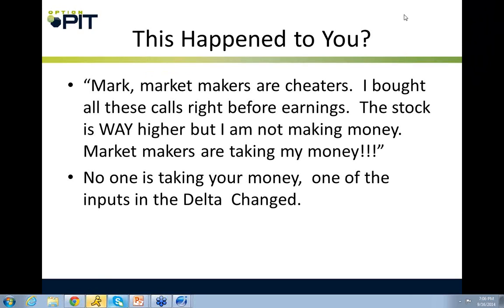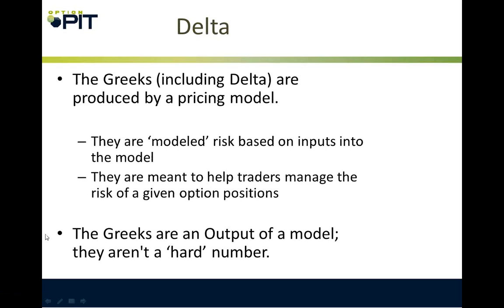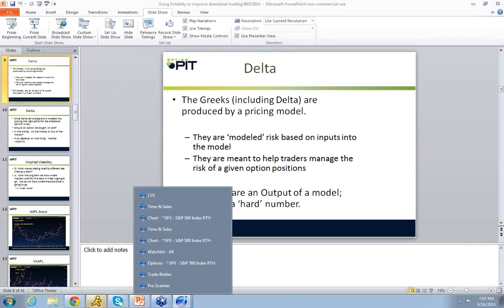Market makers are cheaters. I bought all these calls right before earnings. The stock is way higher, but I'm not making any money. Market makers are taking my money. And the fact of the matter is that no one is taking your money. What happened is one of the inputs in your delta changed, and that input is volatility.